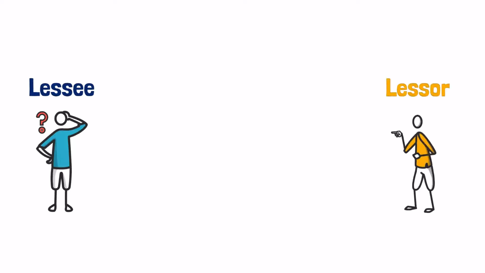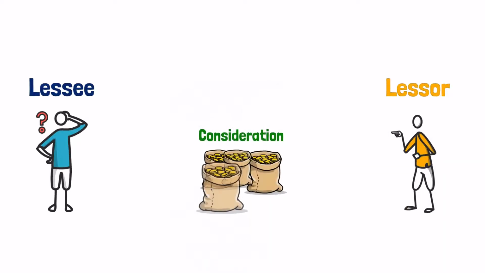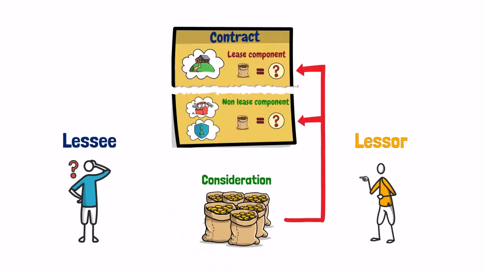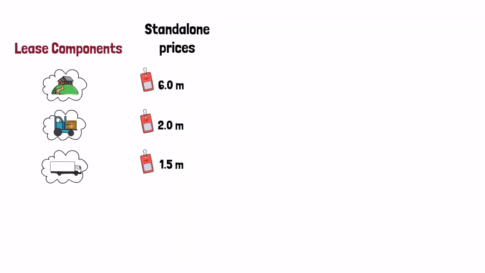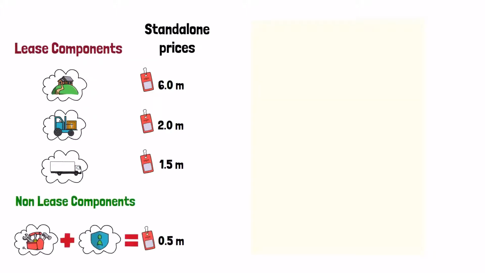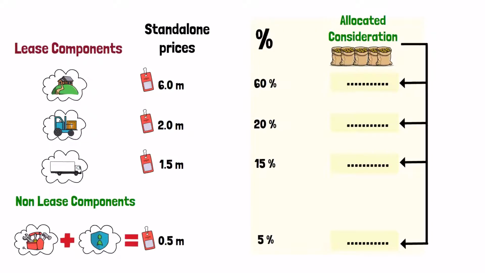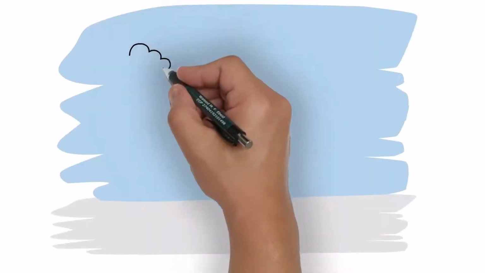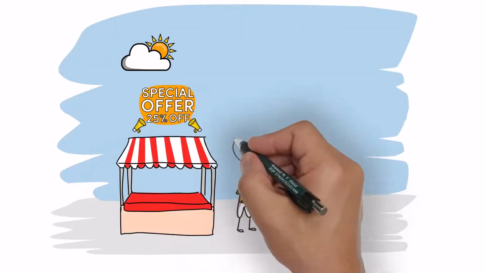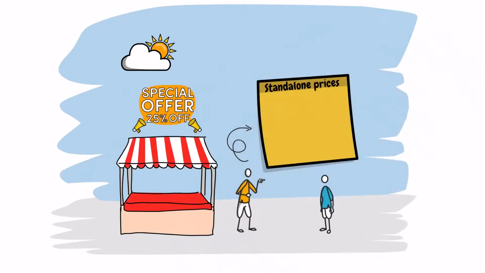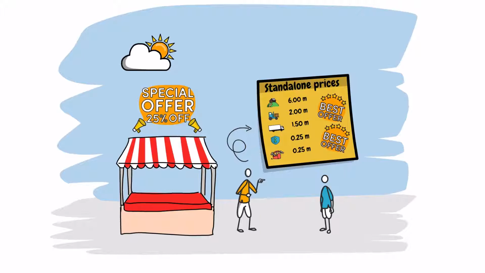The lessee and the lessor should allocate the consideration in the contract over the lease and the non-lease components. That allocation is done based on the relative standalone prices of the lease components, and the aggregate standalone prices of the non-lease components. To figure out the standalone prices of a component, the lessee should refer to the price that the lessor, or a similar supplier, would charge for that component or a similar component separately.